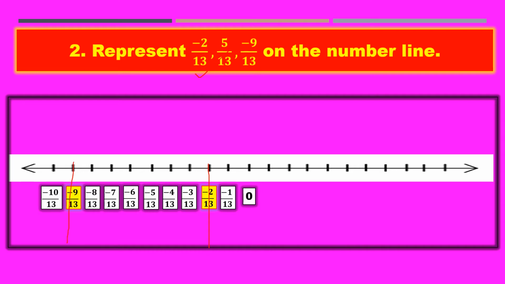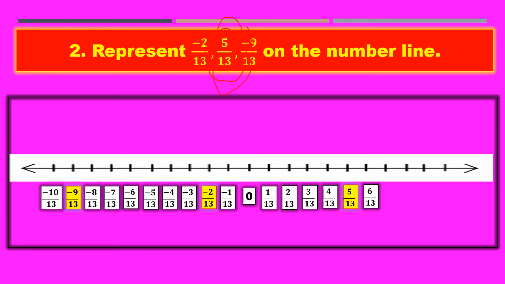Okay, now we'll go to the positive side. 1 by 13, 2 by 13, 3, 4, 5, 6. Okay, it is 5. He asked here 5 by 13. If it is taken till 6 by 13, it is enough. So I indicated 5 by 13 on the number line.